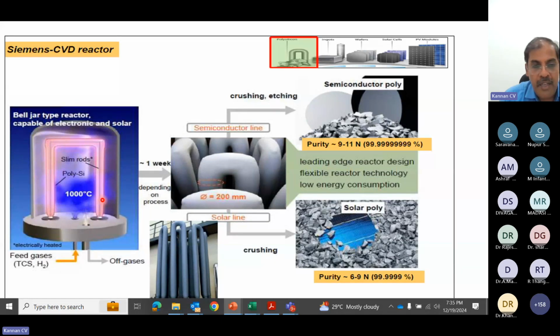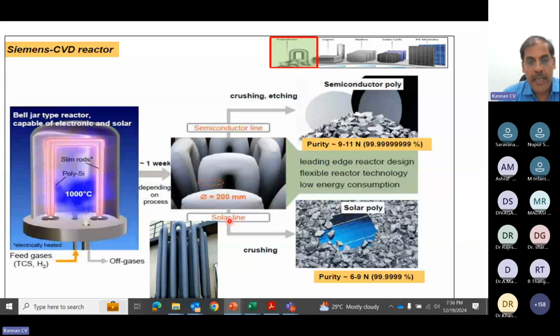And based on the amount of flow, the temperature, and the wall cooling temperature, the growth process also will change. So based on the growth process, you can increase the size of the rod, and each rod will be close to 10 centimeter to 20-25 centimeter diameter.